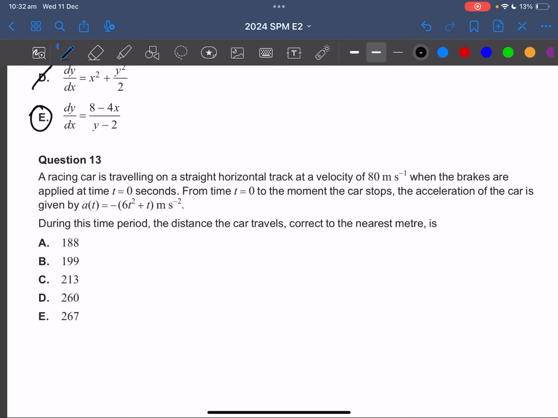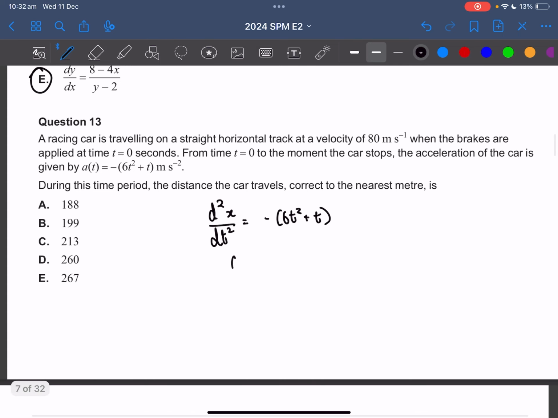Well, we know that to go from acceleration to position time graph, we have to integrate this twice. Okay, so we have d²x on dt² equals minus 6t² plus t is what we are given at the moment. So this is the acceleration, and now we are also given that at t equals 0, it is traveling at a velocity of 80 meters per second. So using that, we can find the velocity equation as well. So let us integrate this.